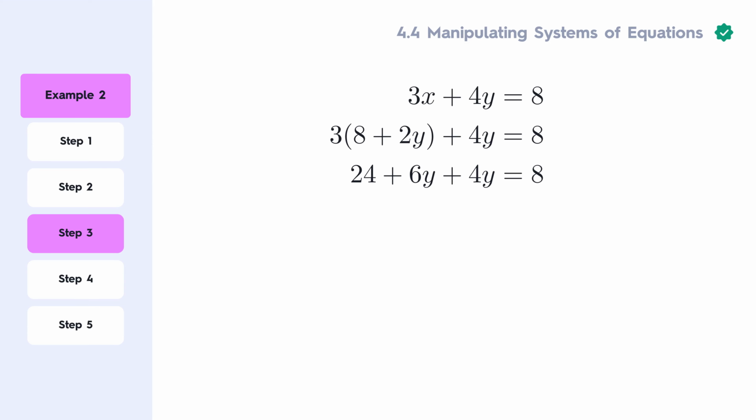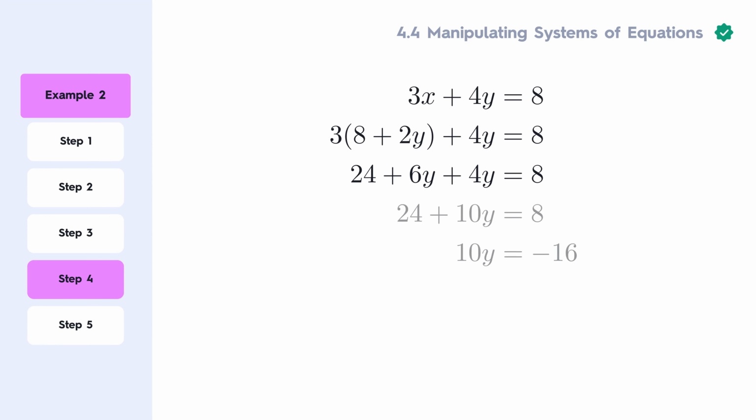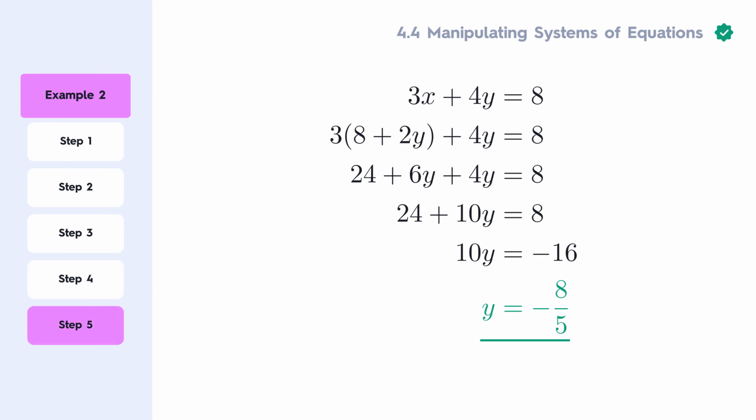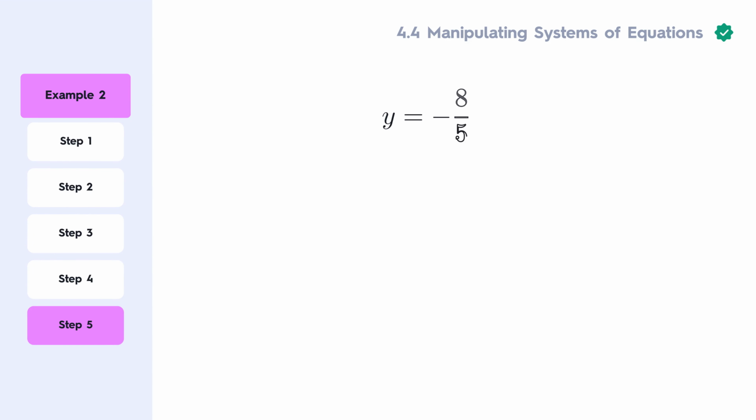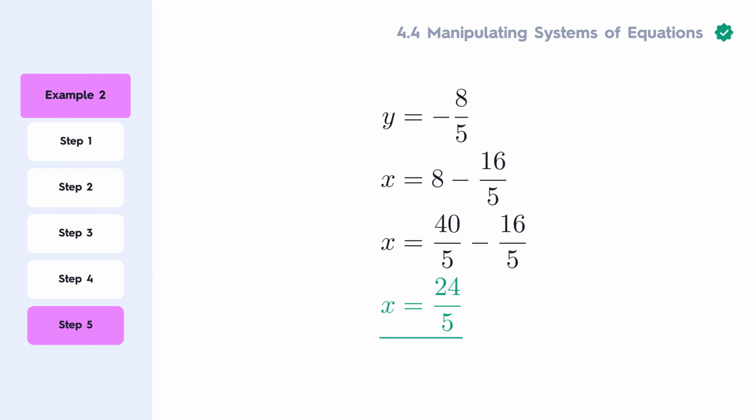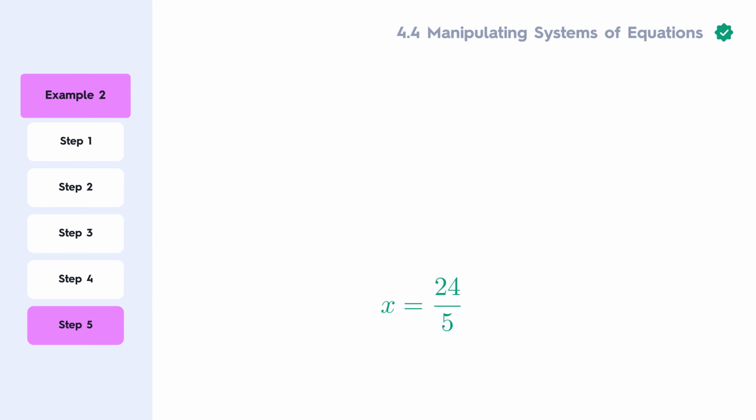Now, we distribute 3. Then, we combine like terms to solve for y. Finally, we divide both sides by 10. Now that we know the value of y, we can substitute this value back into the equation to find x. Next, we simplify the fraction. Then, we convert 8 into a fraction. We can see that the final value of x is 24/5. To conclude, the solution to the system of equations is x equals 24/5 and y equals 8/5.